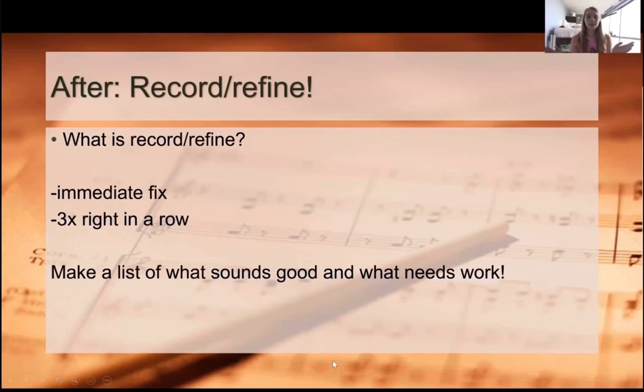And so after, we have our record refine technique. So what's record refine? Simply, you record yourself playing a small section or the whole piece. You listen back to it and figure out what needs refining. So there are two different ways you can do this.